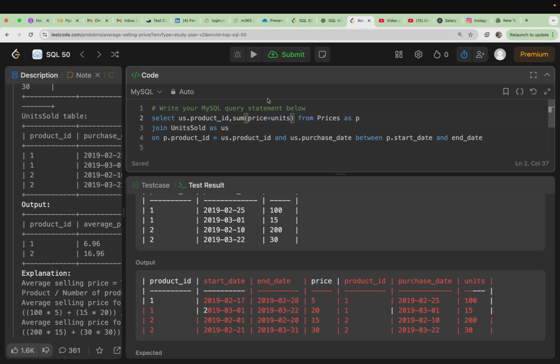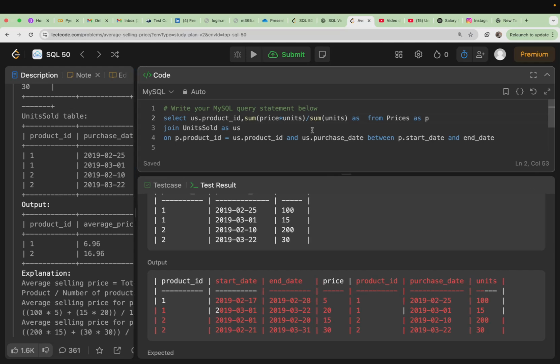So try to understand this function. What this function will do is go row by row. In the first row, it will multiply 5 with 100 and then do the sum. So it will be 100 multiplied by 5 plus 20 multiplied by 15. Okay, so we got our total price, and after that we need to divide it by the total quantity to get the average of it. So for that we'll use the sum of units. Call it average price.